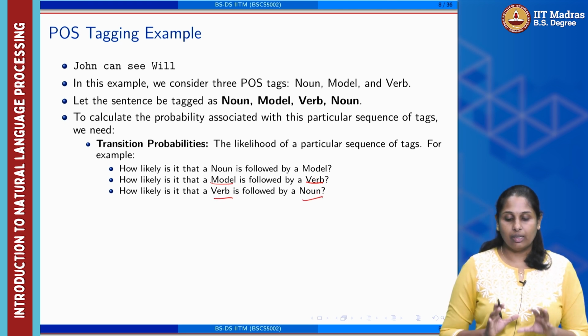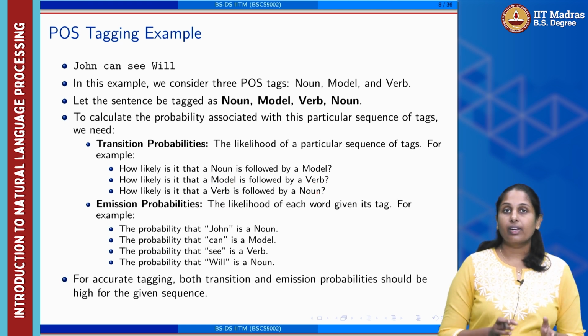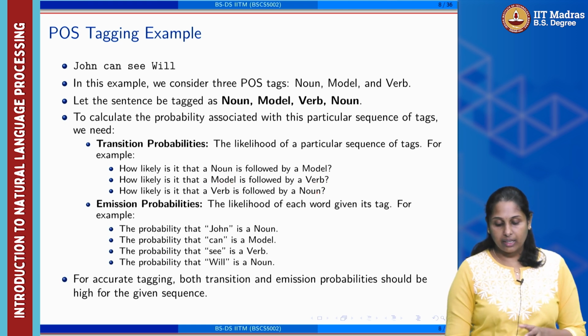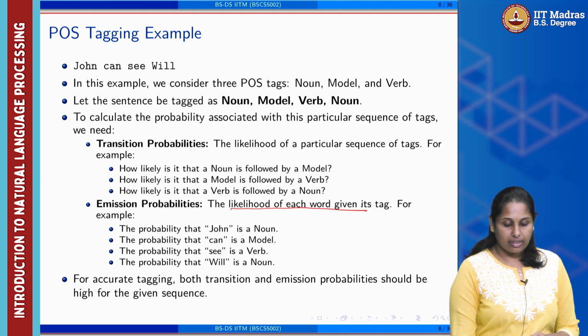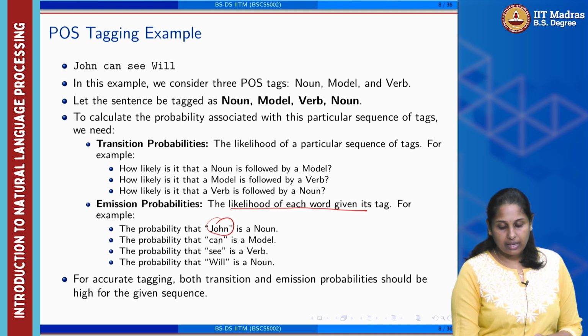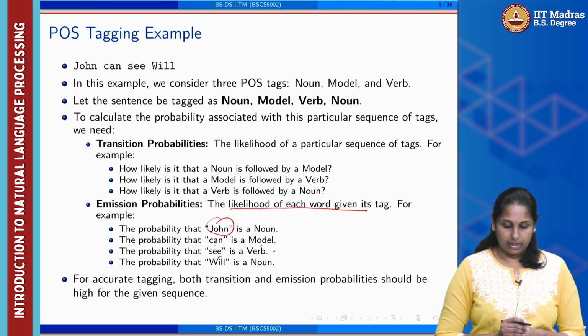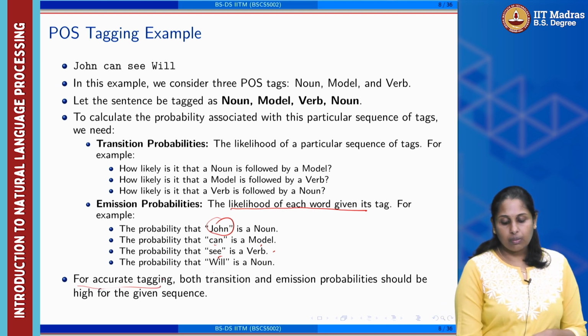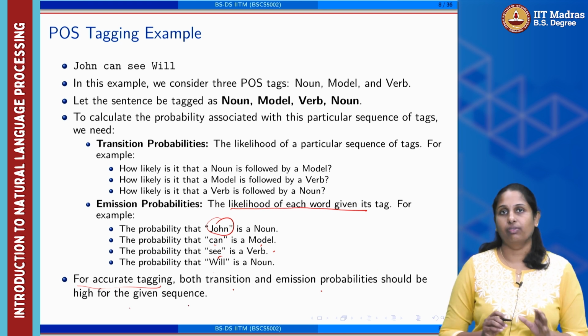So this likelihood sequence is being identified through transition probability, whereas emission probability identifies the likelihood of each word given its tag. For example, the probability that John is a noun, or identifying can as a modal, see as a verb, will as a noun. This probability is being identified through emission probability. So for accurate tagging, both transition and emission probabilities should be high for the given sequence.